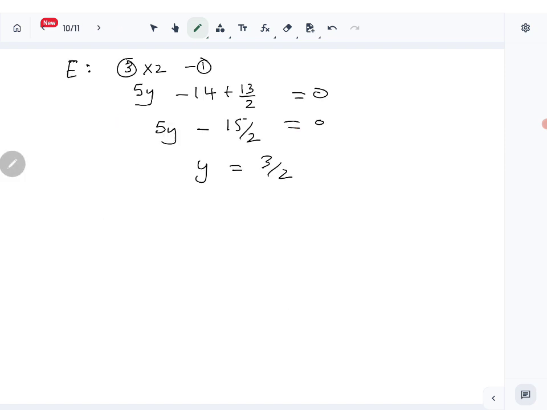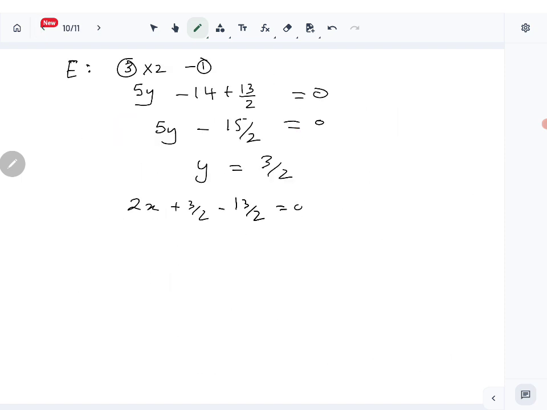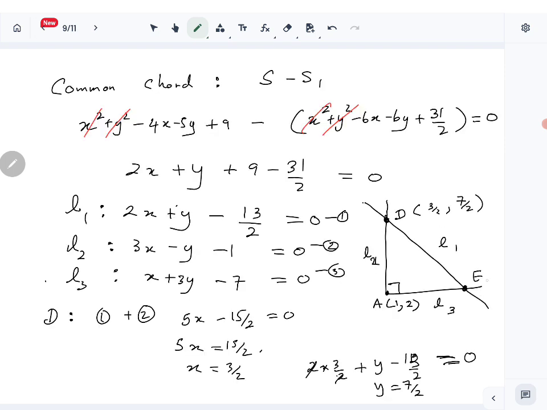Then let's find x. Using the first equation, 2x plus 3 over 2 minus 13 over 2 equals 0. 2x equals 10 over 2, which is 5. So x equals 5 over 2. So point E we also found: 5 over 2 comma 3 over 2.